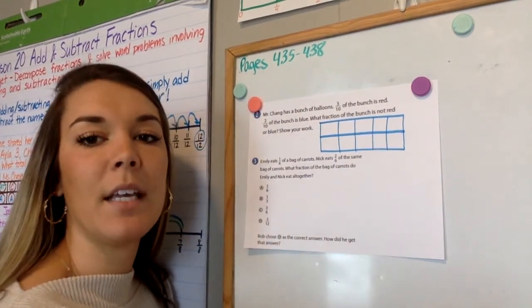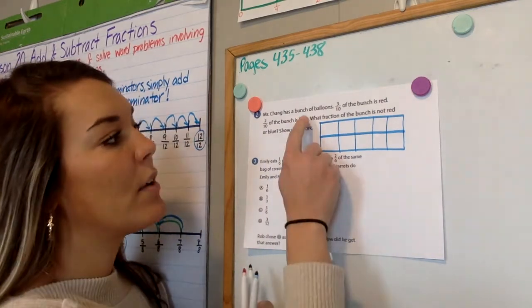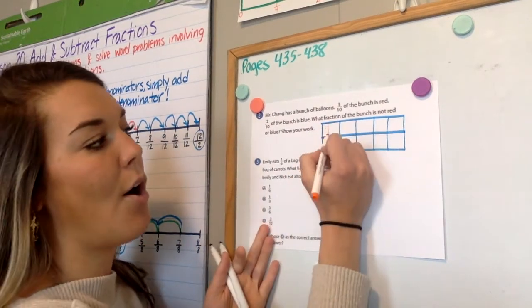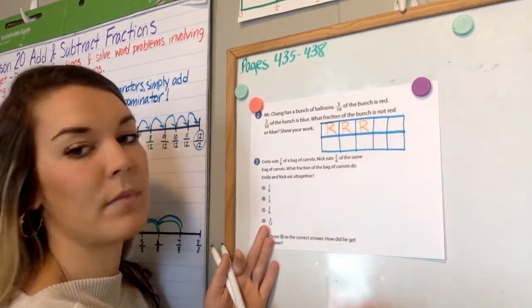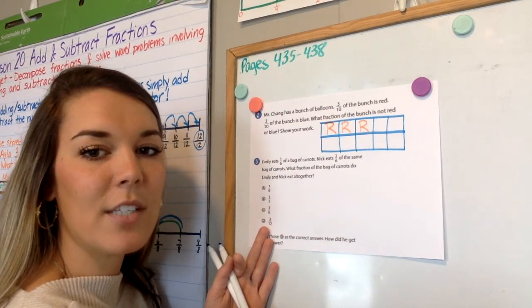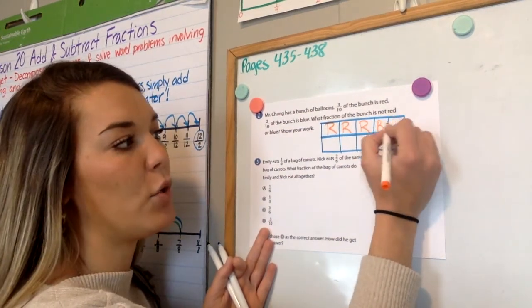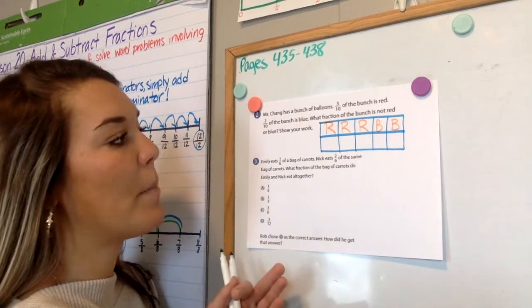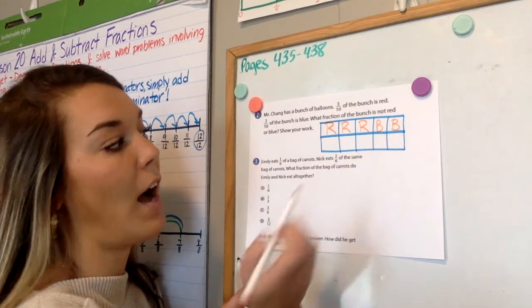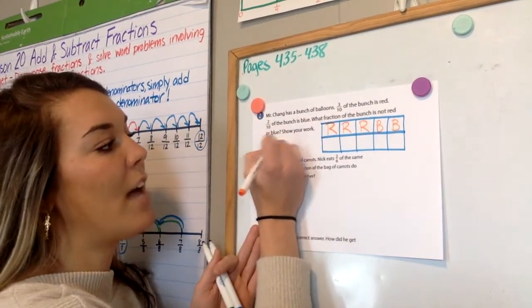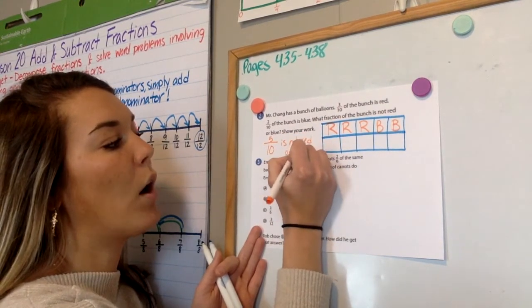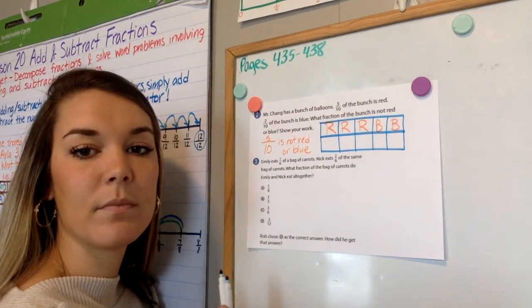All right, so now I'm going to see and label my area model. So it says 3/10 of the bunch is red. So I need to label 3 of my tenths with an R for red. Okay. It says 2/10 of the bunch is blue. So I need to do 2 of my tenths as a B for blue. Then it says, what fraction of the bunch is not red or blue? Well, what is left? 1, 2, 3, 4, 5, right? So that means that 5/10 is not red or blue. Okay?